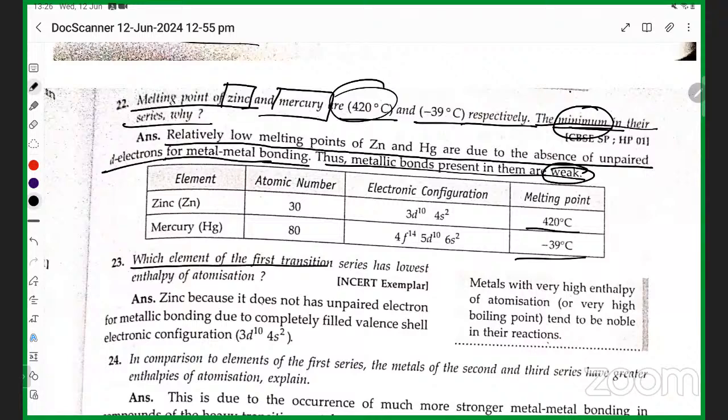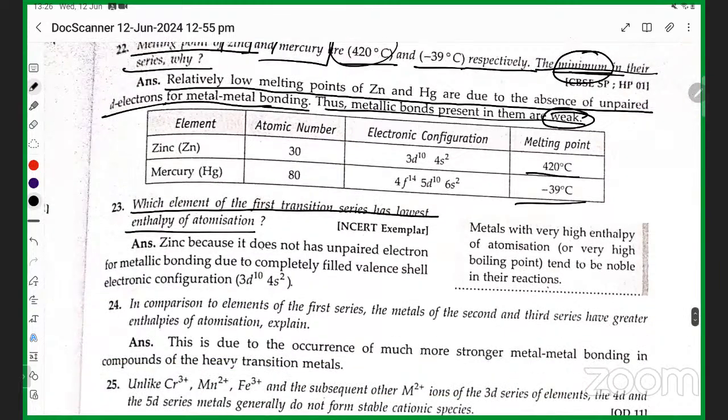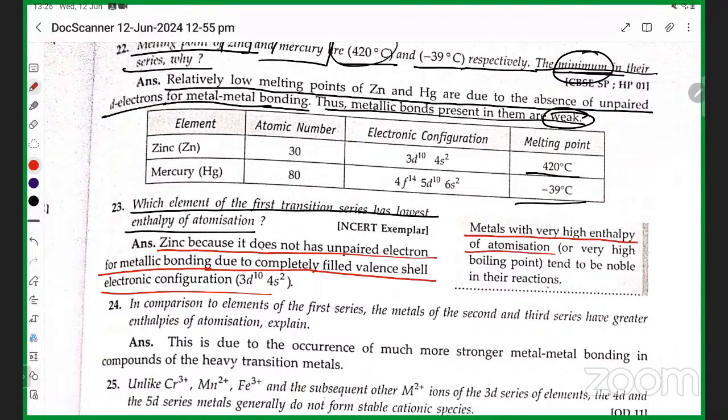Which element of the first transition series has the lowest enthalpy of atomization? Zinc, sir. Zinc is the answer. Okay, what is the reason? Zinc does not have unpaired electrons for metallic bonding due to completely filled valence shell. So it has the lowest enthalpy of atomization. Metals with very high enthalpy of atomization and very high boiling point tend to be noble in their reactions.